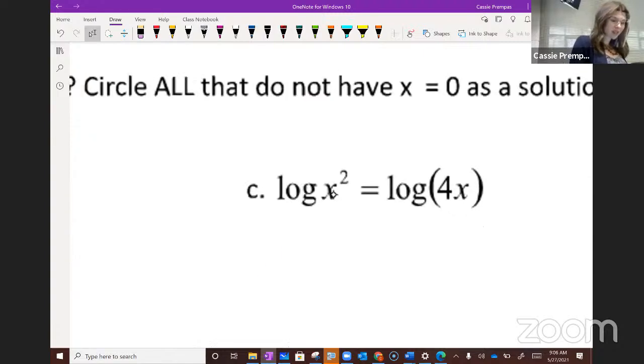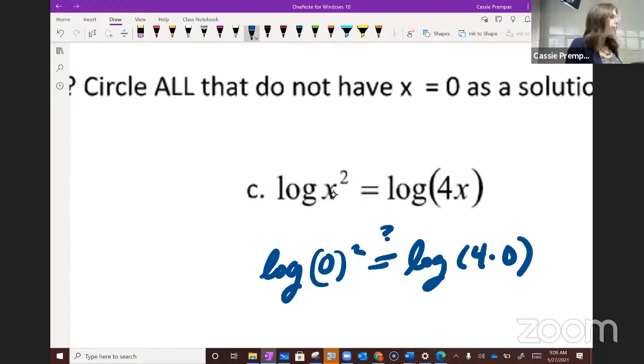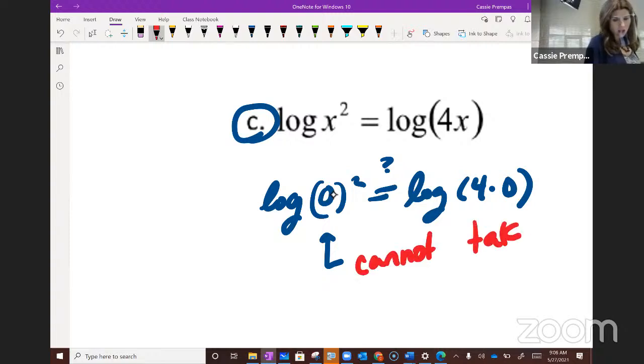What can we not take a log of? 0. Or what else can't we take a log of? Negative. Awesome. So you can't take a log of 0 or a log of a negative. If you forgot that, I'd maybe write it as a side of something to study. So this one would be C. And I'll just go ahead and write it here. We cannot take a log of 0 or of a negative.